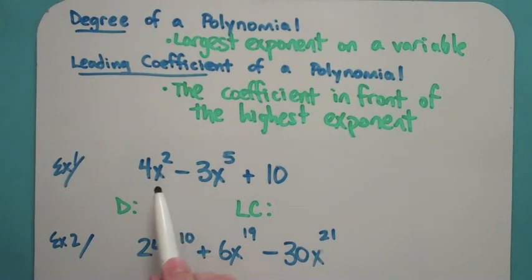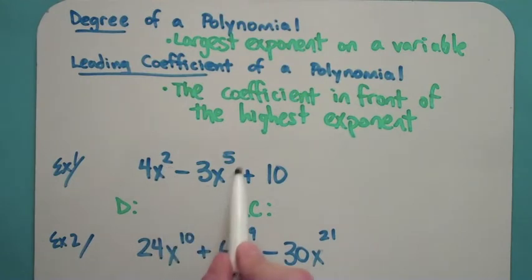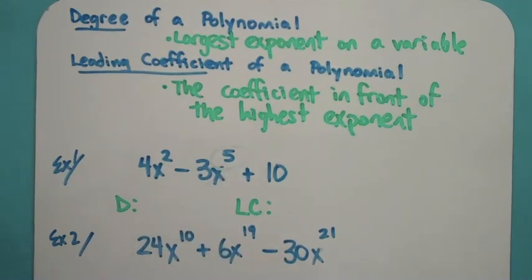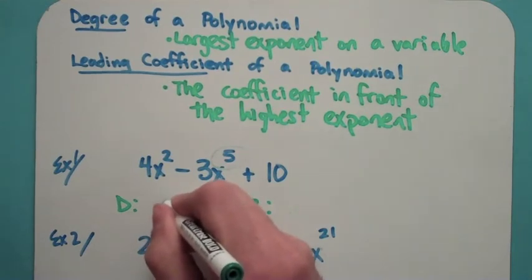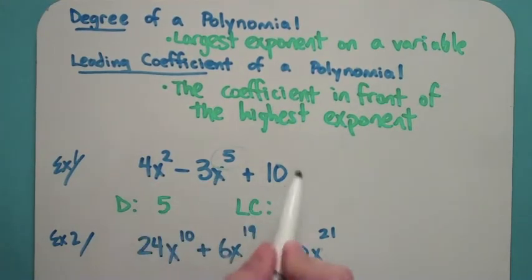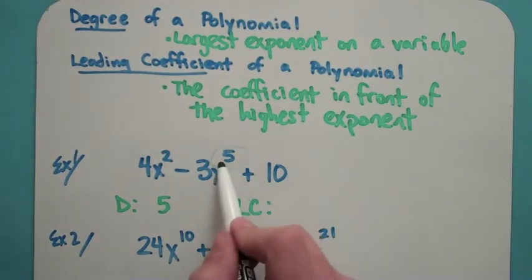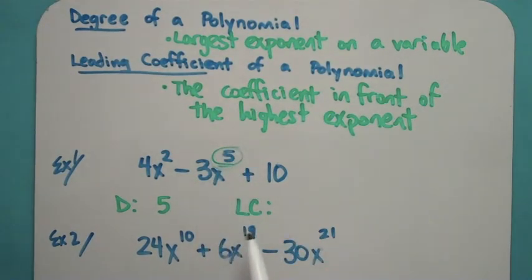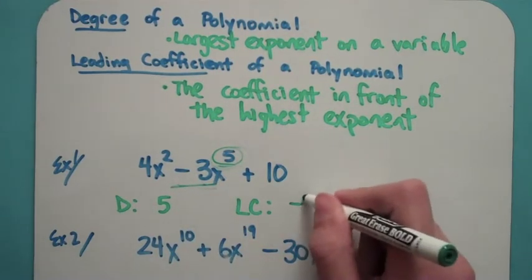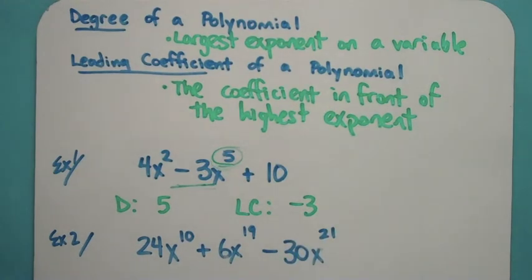We look at all the exponents here on the variables. We have x squared, x to the fifth. 5 is the biggest number, so its degree is 5. We would say this is a polynomial of degree 5. The leading coefficient is just the number attached to the biggest exponent piece here. So my leading coefficient in this problem, it's -3 times x to the fifth. Leading coefficient is -3.